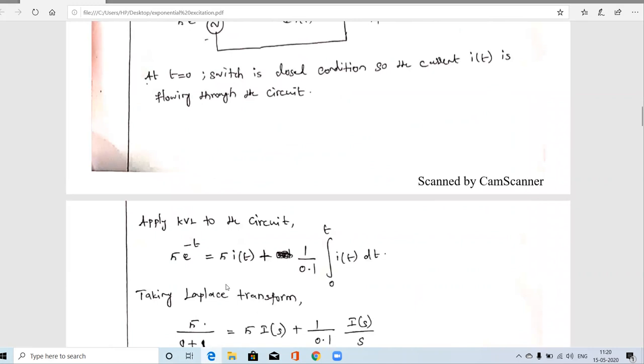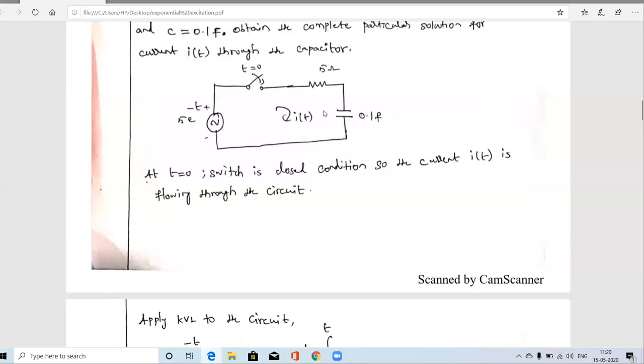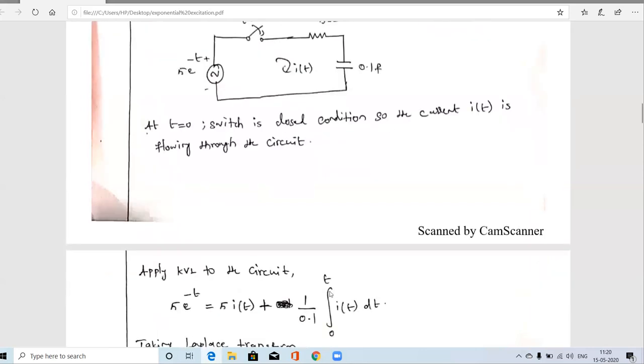So R value is 5, so 5 into I of t, plus what is the voltage drop across the capacitor? What is the formula? 1 by C integral I dt. So 1 divided by, what is the C value? Capacitor value is 0.1. So integration of 0 to t I of t dt. This is the formula to find the voltage across the capacitor.